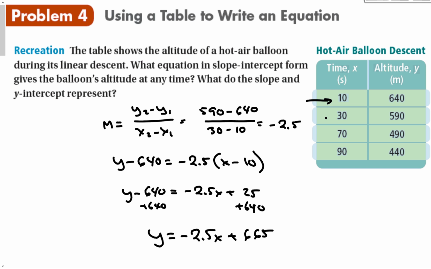Now my equation is in slope-intercept form. And what do the slope and the y-intercept represent? The slope represents, right, rise over run, meters per second. Negative means we're going down 2.5 meters per second. 665 is where we started. That represents the initial altitude of the balloon in meters. Okay?